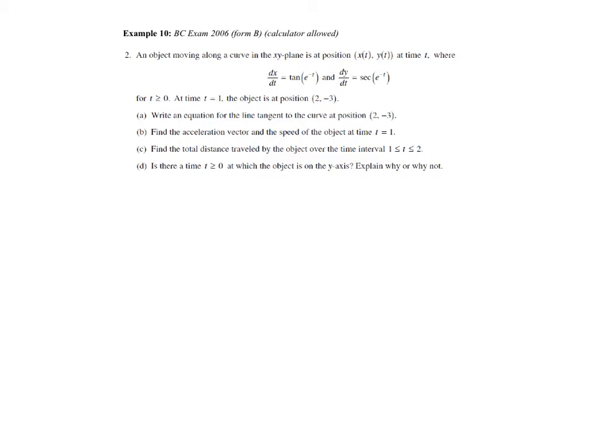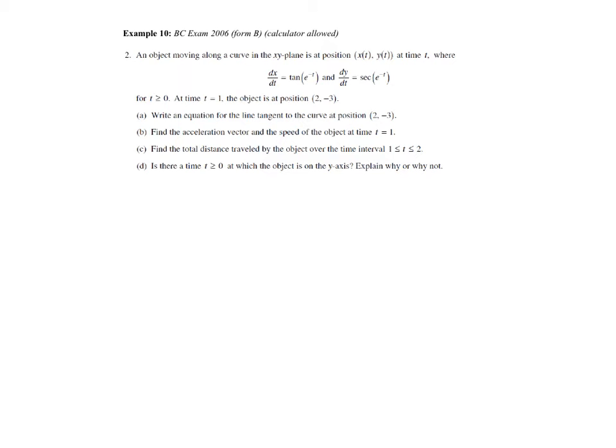I've got dx dt and I've got dy dt. It says an object moving along a curve in the xy plane is at the position x of t, y of t at time t, given dx dt and dy dt for t greater than or equal to 0. At time t equals 1, the object is at the position 2, negative 3.